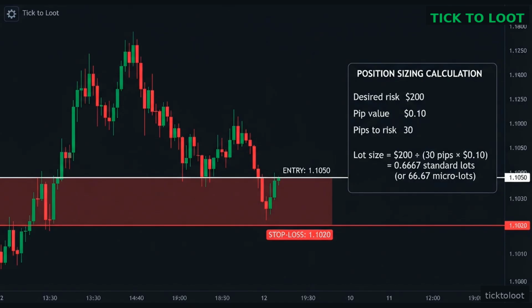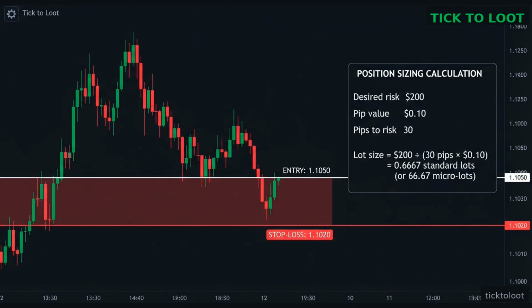To automate the conversion, we use a simple formula. Lot size equals desired dollar risk divided by pips to risk times pip value per micro lot. From the previous scene, we calculated a pip value of 10 cents when using a micro lot. Plugging in our numbers, lot size equals $200 divided by 30 pips times 10 cents equals $200 divided by $3 equals 66.67 microlots. Since one microlot is 0.01 of a standard lot, that equals 0.6667 standard lots. In most trading platforms, you can enter this as 0.67 lots, and the platform will round to the nearest allowable size.